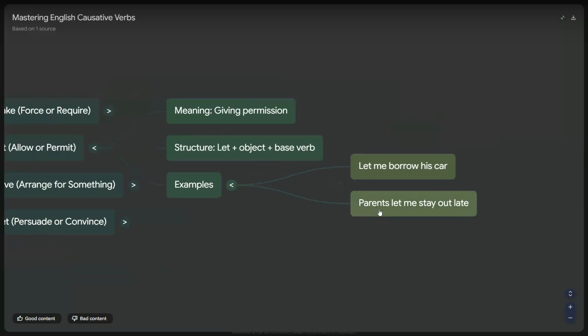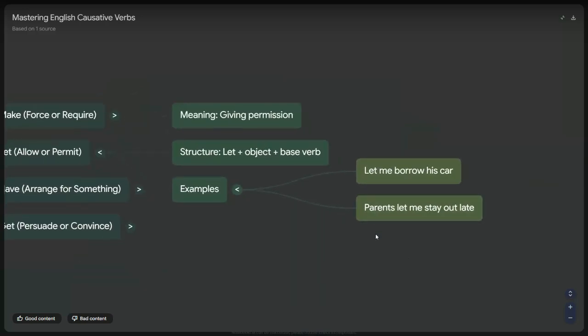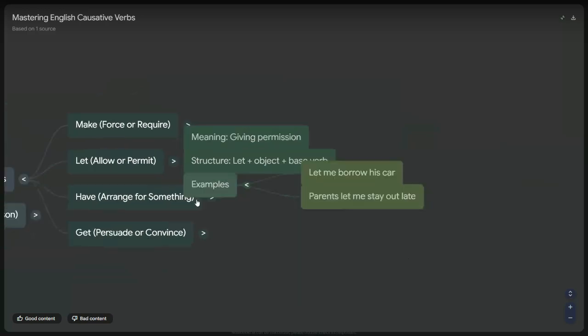My parents let me stay out late. Here 'my' was missing. So here again, let means giving permission.